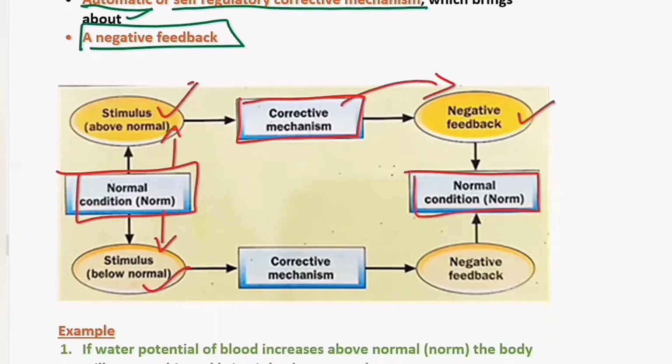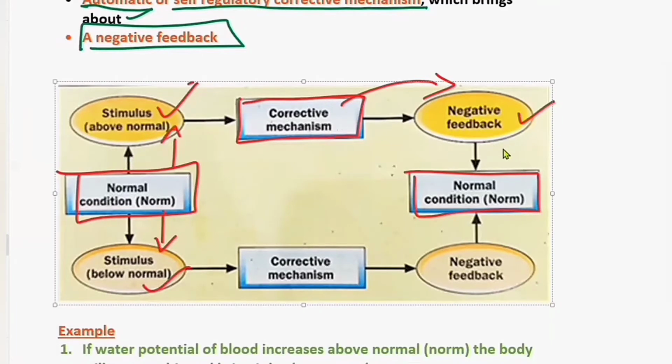As here you can see, its concentration is increased, right? And its corrective mechanism will decrease its concentration as it is doing the opposite job, so it's known as negative feedback. The same will happen when the concentration is below normal. It will activate the corrective mechanism, and the corrective mechanism will again activate the negative feedback, and negative feedback will bring the concentration to normal, right?